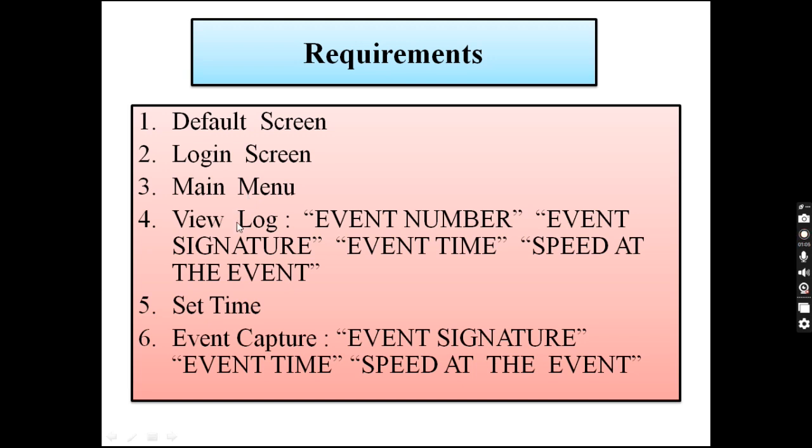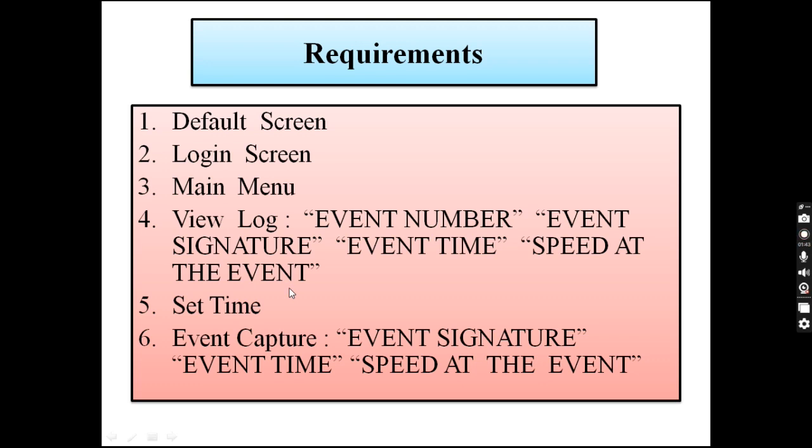The next we have is the view log. It should display all the events captured with log index starting from 0 like this: event number, event signature, event time, and speed of the event. The up and down keys will be used to scroll the entries. Rollover will happen on reaching the maximum log entries. The system should be live, that is it should capture the events occurring even when we are viewing the log. A long press of up key should take you back to the main menu. A long press of down key should log out.